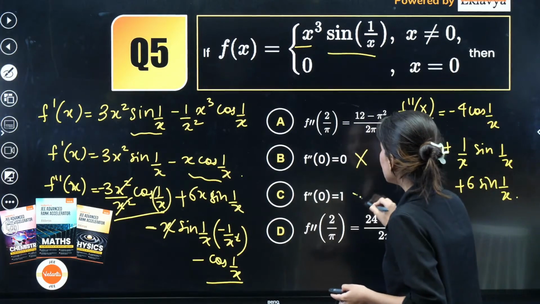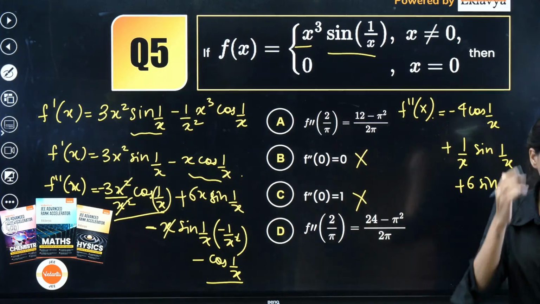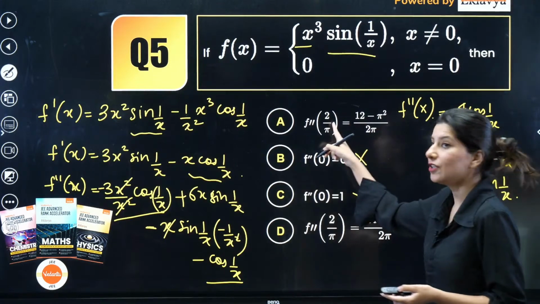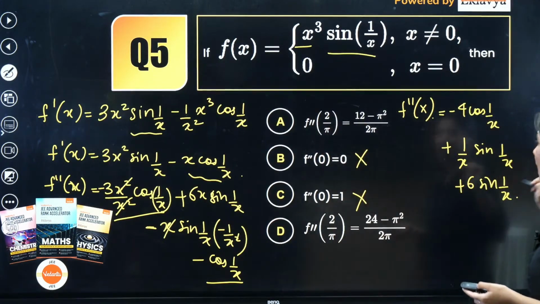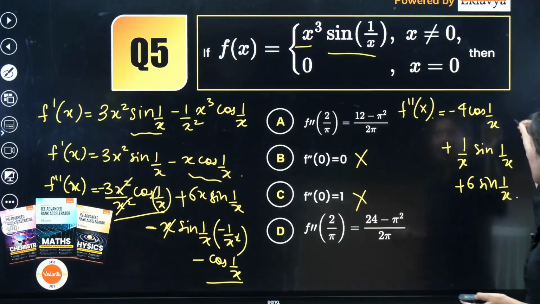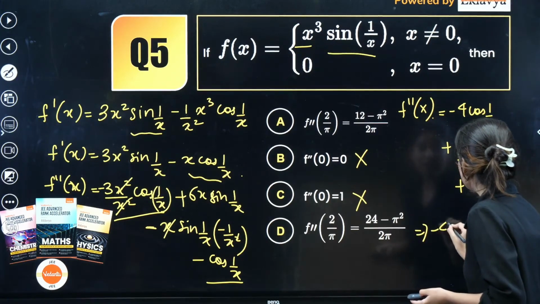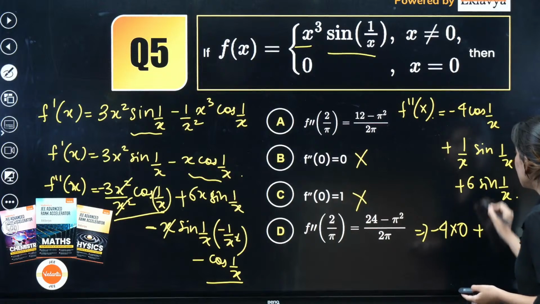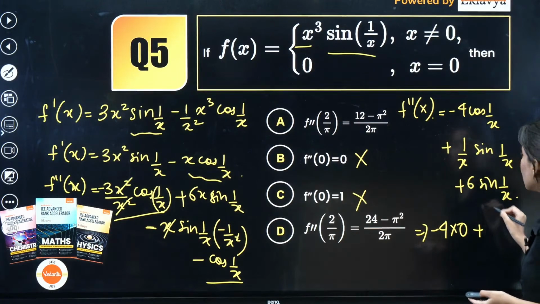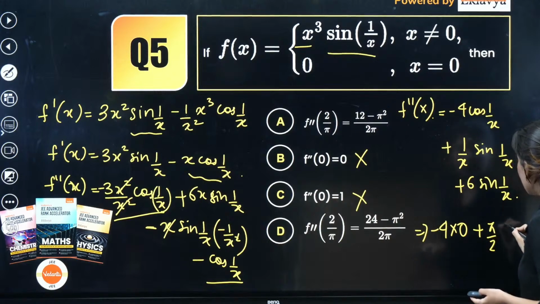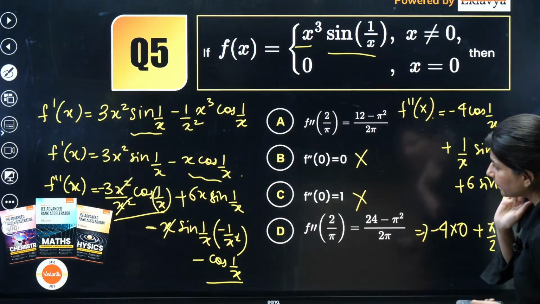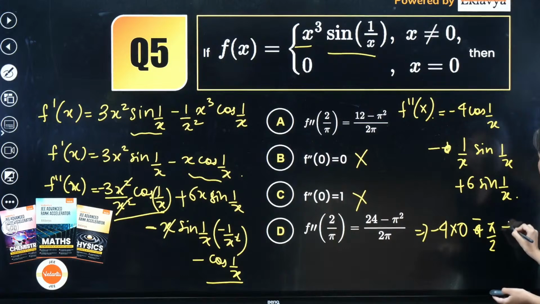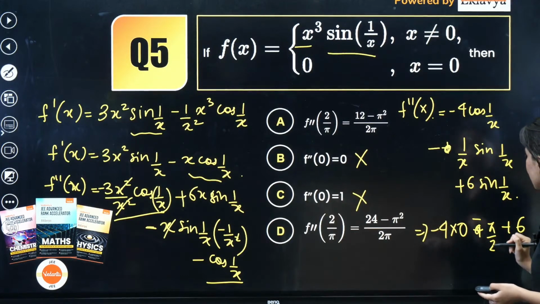Clearly f double dash 0 is not defined. It is very obvious, right? So these two are wrong. We need to figure out f double dash 2 by pi. How to do that? By putting x equals 2 by pi. So f double dash 2 by pi will be equal to minus 4, and this is 2 by pi, so cos of pi by 2 will be gone. This is 0 into 0, okay? And we have plus 1 upon x, so that would be 1 by 2 by pi, so pi by 2 into 1, and sorry, this is a negative sign. So this is plus pi minus pi by 2, and we have 6 into 1, so plus 6.